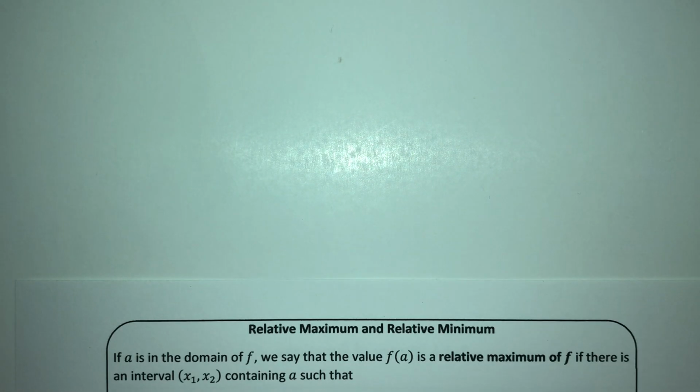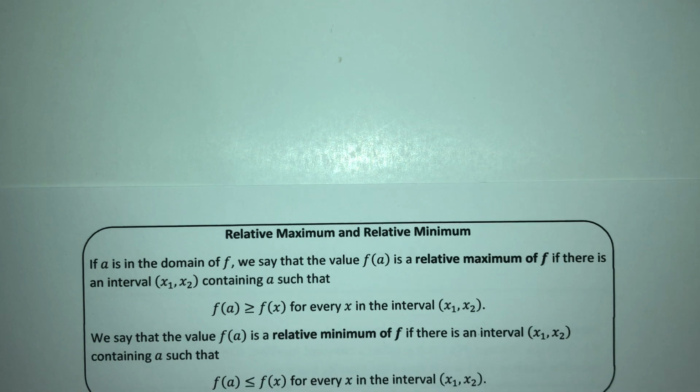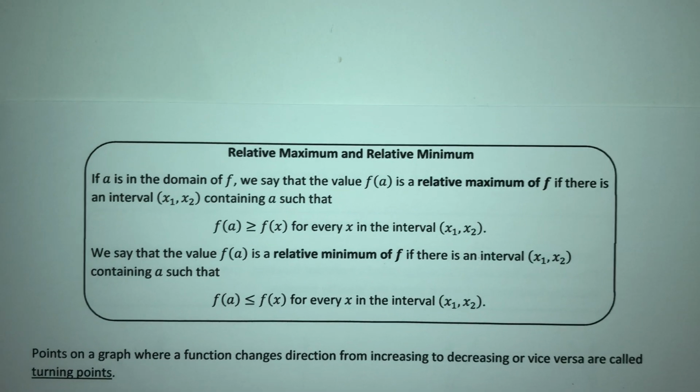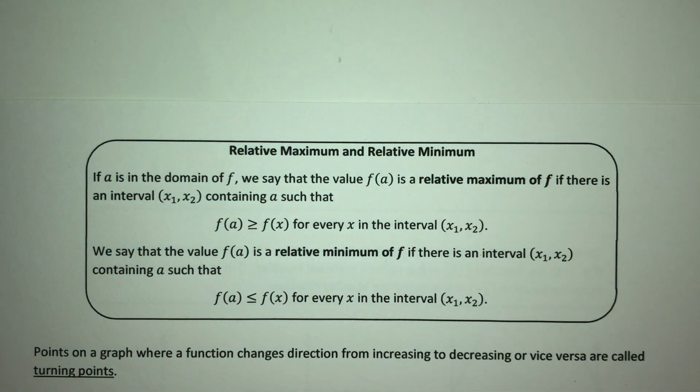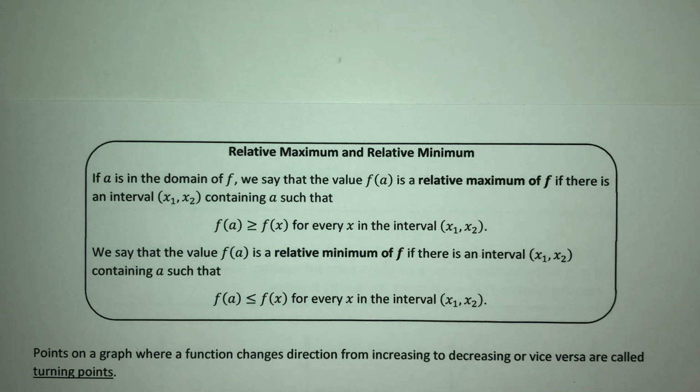Okay, now one more concept before we start working some example problems. We have the idea of a relative maximum or relative minimum. Okay, we say in just plain English, if a point is higher than anything else in its immediate area, it's a relative maximum. If it is lower than anything else in its general area, it is a relative minimum.